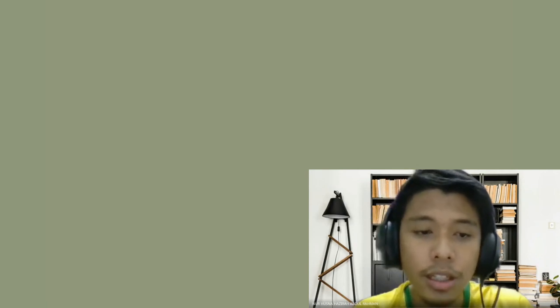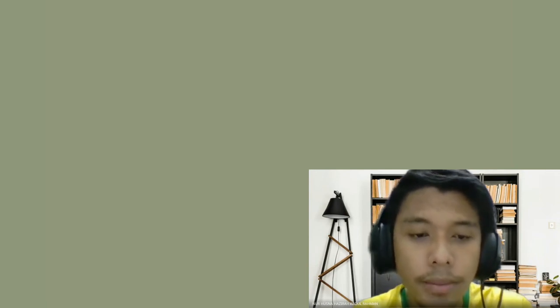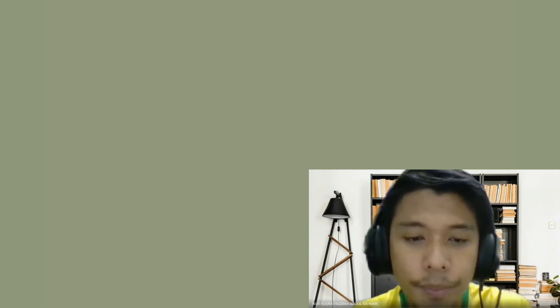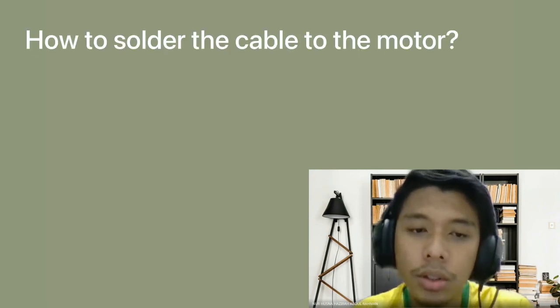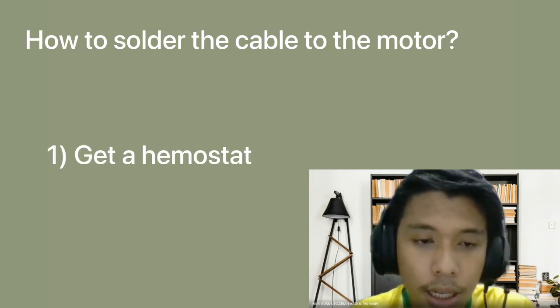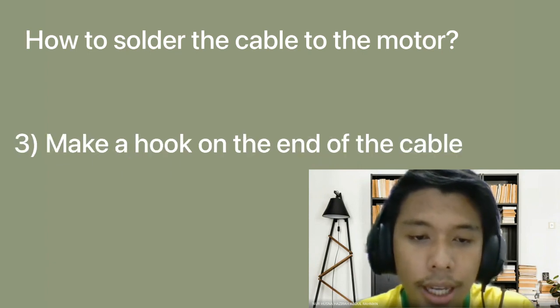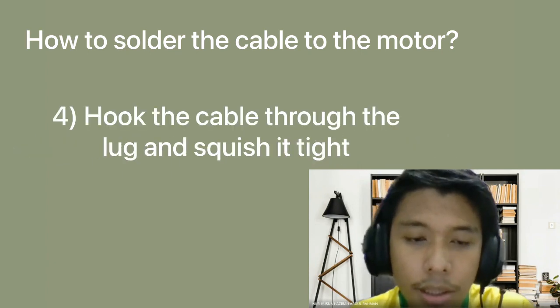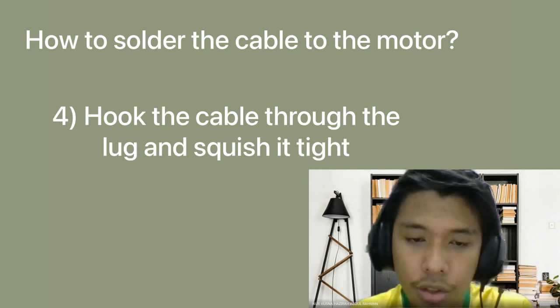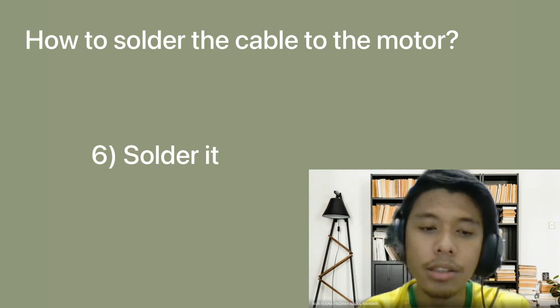Soldering is a process in which two or more metal items are joined together by melting and then flowing a filler metal into the joint. Unlike welding, soldering does not involve melting the workpieces. So how do we solder the cable to the motor? First, get a thermostat, and then strip and tin your cable. Make a hook on the end of the cable. Hook the cable through the lug and squish it tight. Clamp the thermostat behind the cable, and lastly, solder it.